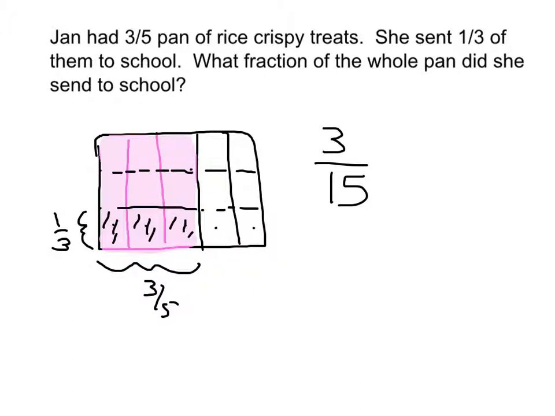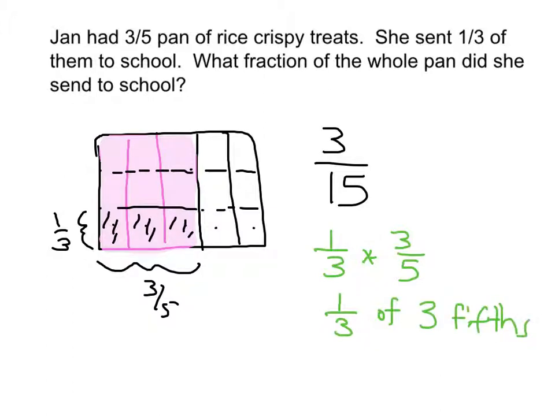Arithmetically, I can look at this as I have 1/3 of 3/5, and 1/3 of 3/5, of course, is 1/5, which if I reduce this, that's what I would get there.